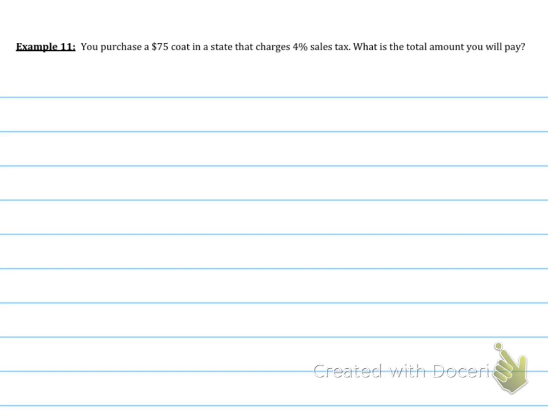So let's do it. I'm going to purchase a $75 coat in a state that charges 4% sales tax, which somebody in my last class told me is just non-existent. Apparently in Washington, it's 11%.